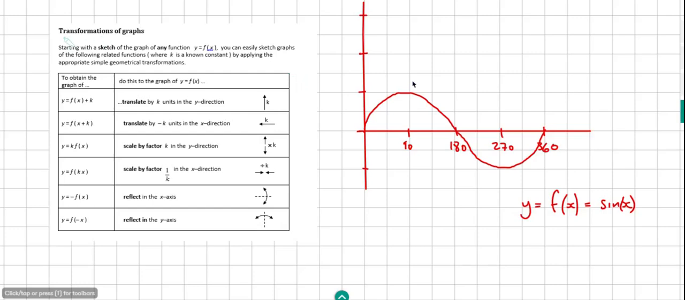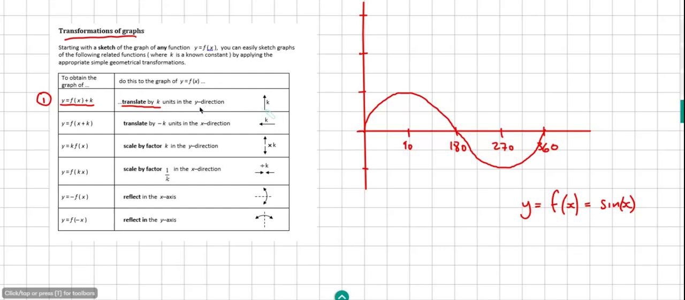We're now going to look at transformations of graphs. To do this, I've drawn originally the graph of y equals sine x on here. I'm going to look at some transformations on this. First of all, we've got y equals f of x plus k. That would be a translation by k in the y direction.